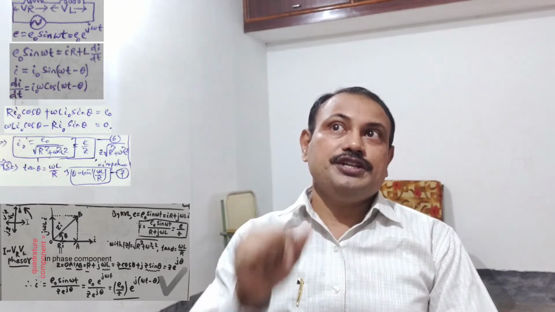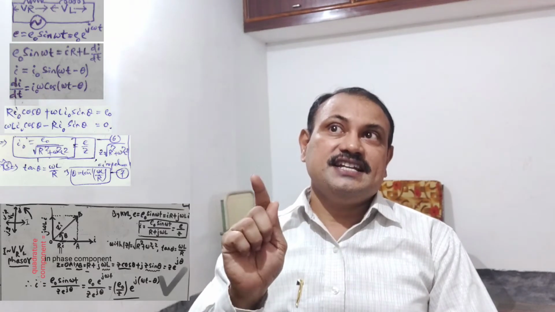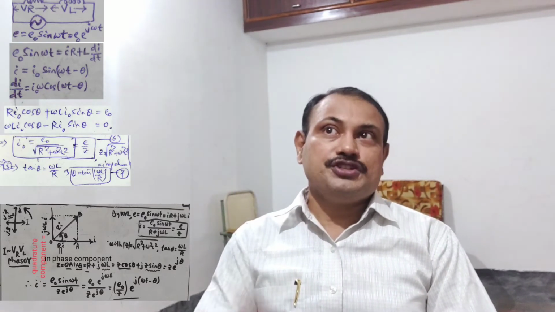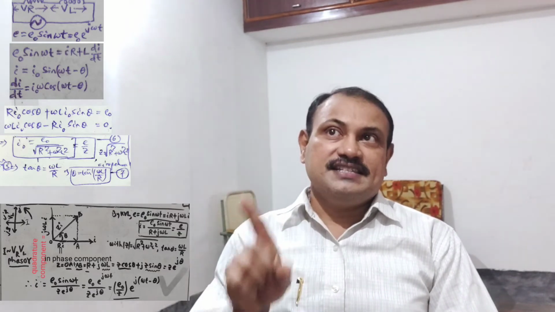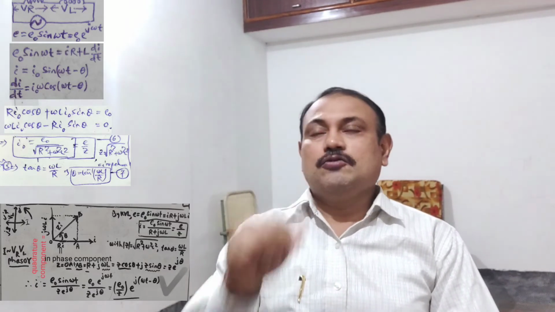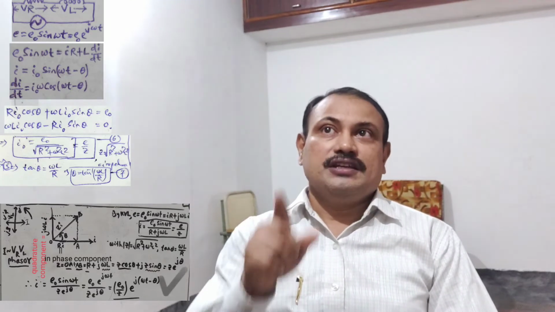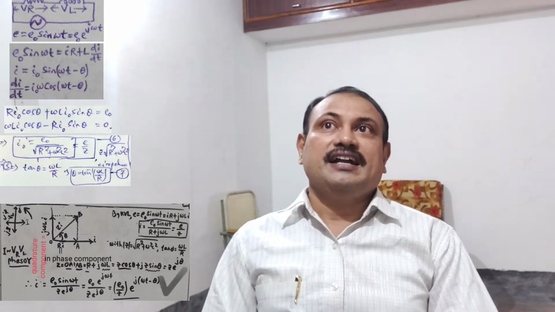I equal to E0 sin omega t by Z e to the power J theta, which is equal to E0 times e to the power J omega t by Z into e to the power J theta, which is equal to E0 by Z into e to the power J omega t minus theta.